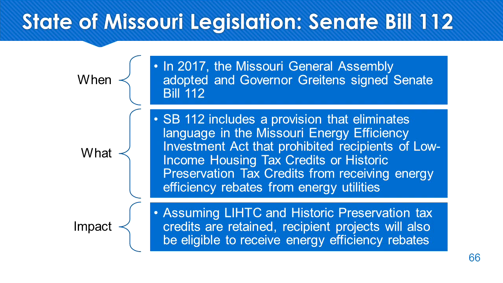The last thing I was going to mention, and I have to admit that the edge has been taken off of this just a bit by the report on the governor's task force on tax credits. But at the time that it happened a couple of weeks ago, I was very pleased to see that in follow-up to the Missouri General Assembly adopting Senate Bill 112, which would have eliminated a provision in the Missouri Energy Efficiency Investment Act that had previously prohibited recipients of low-income housing tax credits and/or historic preservation tax credits from receiving energy efficiency rebates from local utilities, of which we're fortunate that Kansas City Power and Light does offer a lot of energy efficiency rebates to both residential and commercial customers. And the governor had signed that bill.